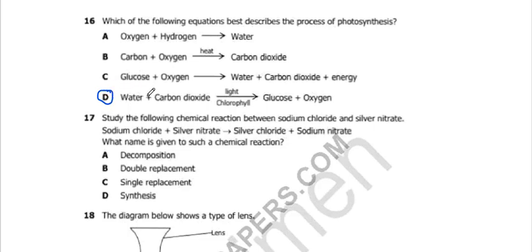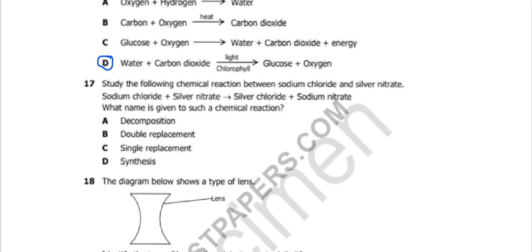So for photosynthesis, we've got this chemical reaction, which is water plus carbon dioxide under the influence of light and chlorophyll, give you glucose and oxygen. Glucose being the food that the plants need for energy. Okay?